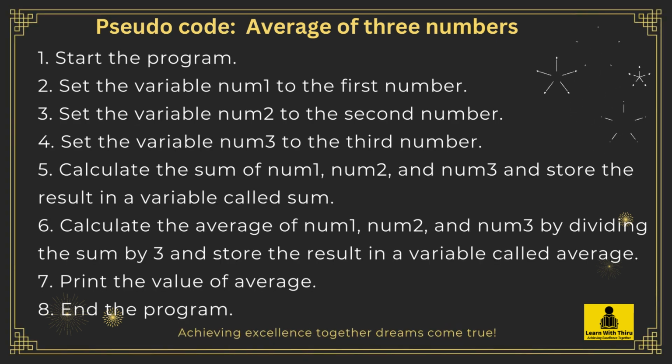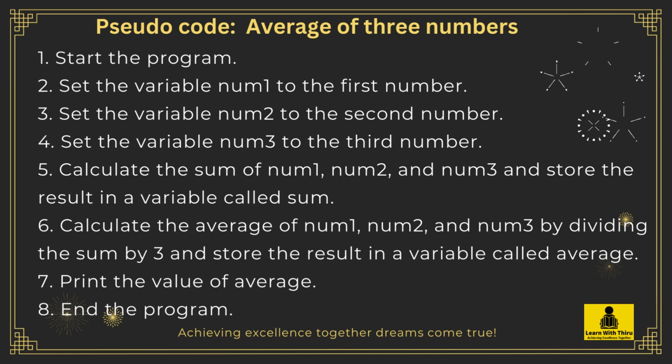Pseudocode. Average of three numbers. 1. Start the program. 2. Set the variable num1 to the first number. 3. Set the variable num2 to the second number. 4. Set the variable num3 to the third number.